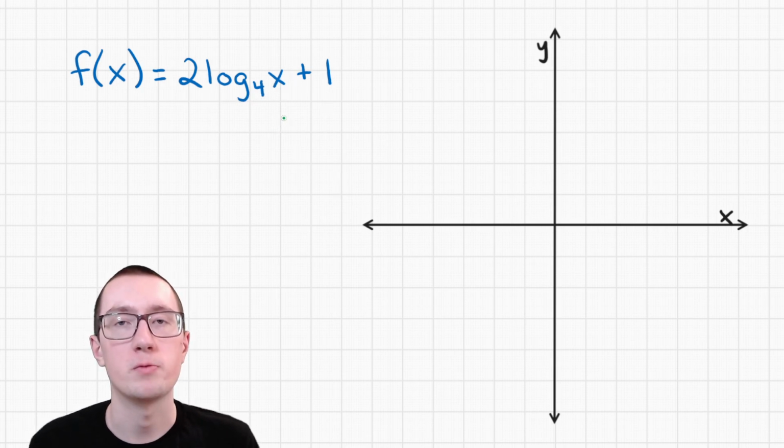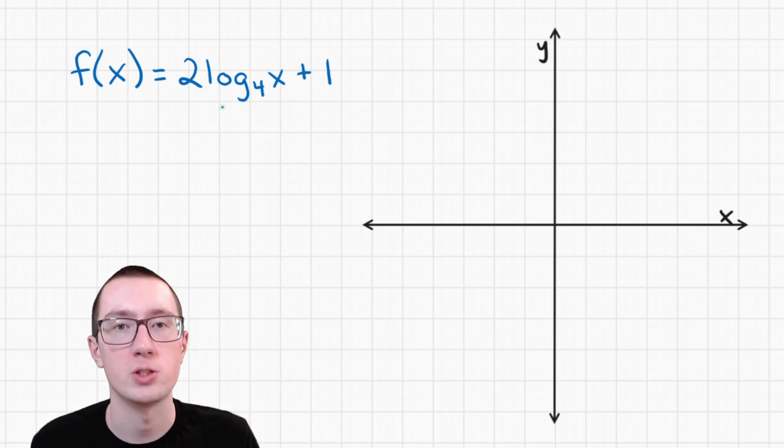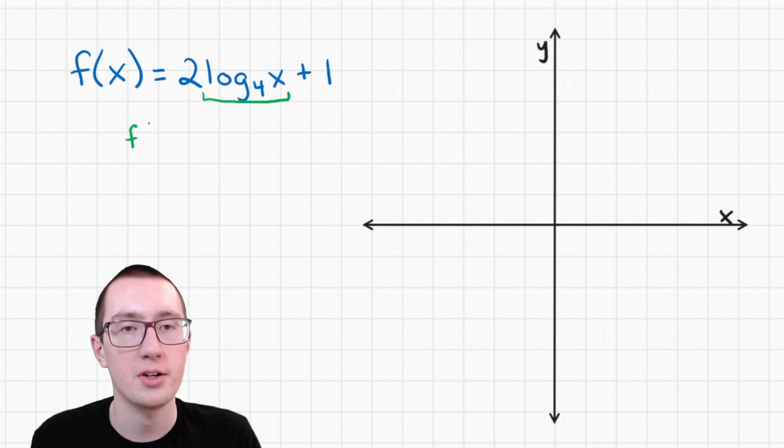So basically the point of transformations is that it would take a long time to keep plugging in numbers for x and then see what you get for y when the equation's more complicated. So instead, what we can do is just figure out what our parent graph is. Our parent graph is just the basic equation. In this case, our basic equation is log base 4 of x, because that's the kind of graph we were doing before. So our parent graph is f of x equals log base 4 of x.